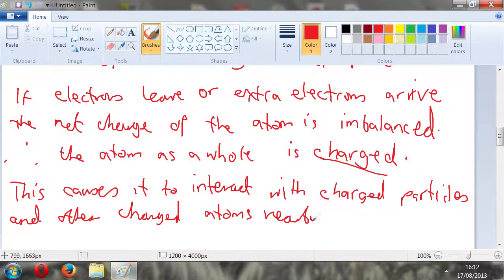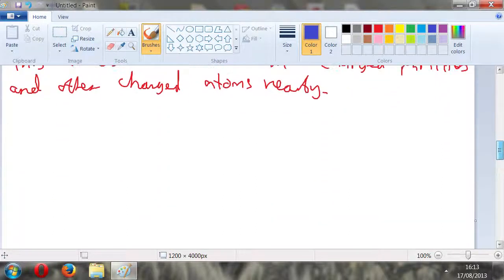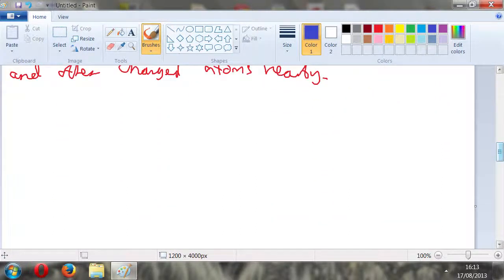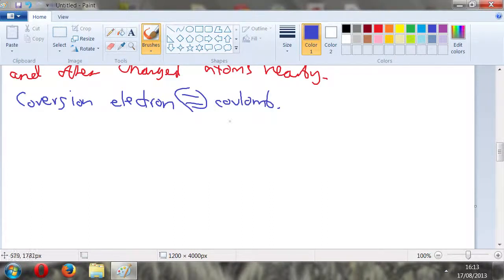I'll change the color again. We'll go back to the blue that I think I used last time. Okay, so let's put some numbers in here. What I want to do is the conversion between electron and Coulomb. Let's do that. Put the N in there as well.